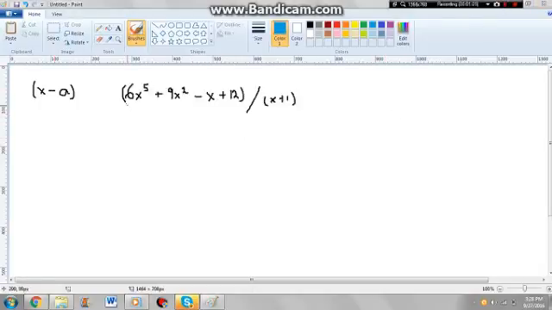Okay, so we have a problem here. It says 6x to the 5th plus 9x to the 2nd minus x plus 12, divided by x minus 1. First thing we do is look at this divisor and see if it's in the form of x minus a, which it is, and a is equal to 1. Then you take that number 1 and put it here in a little box-like structure, and we're going to take these coefficients and use them in the synthetic division.